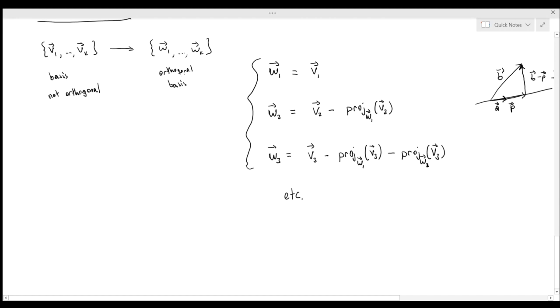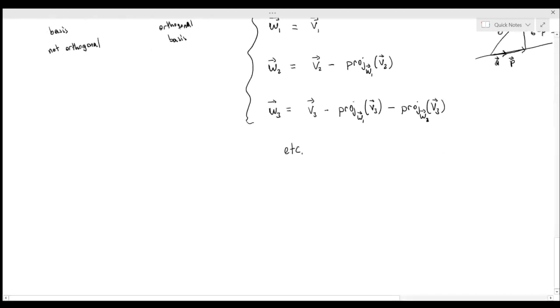And then again, if you're looking for the orthonormal basis, once you get this orthogonal basis, you can just normalize all your vectors, and you have an orthonormal basis now.